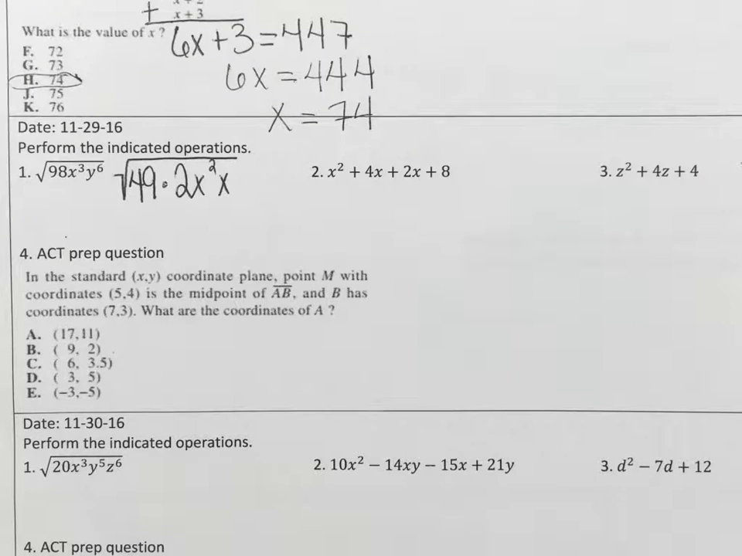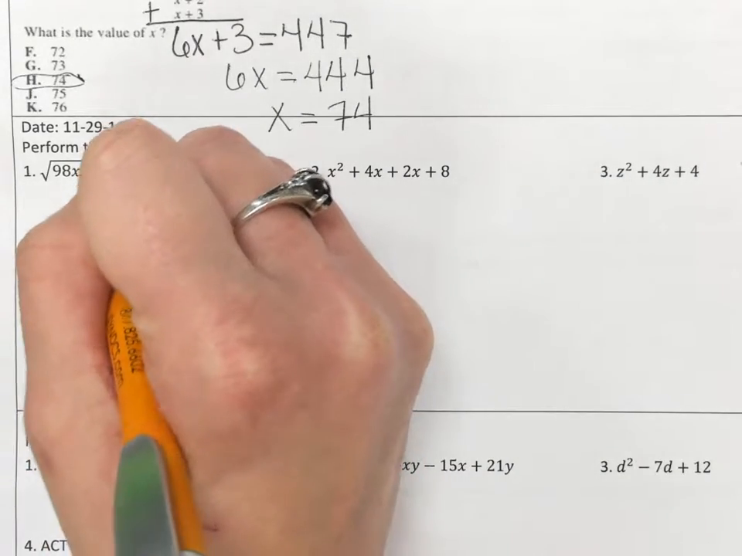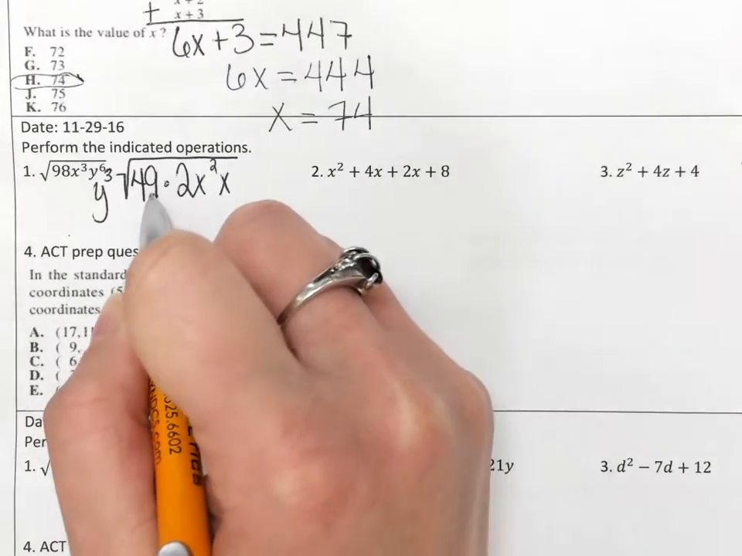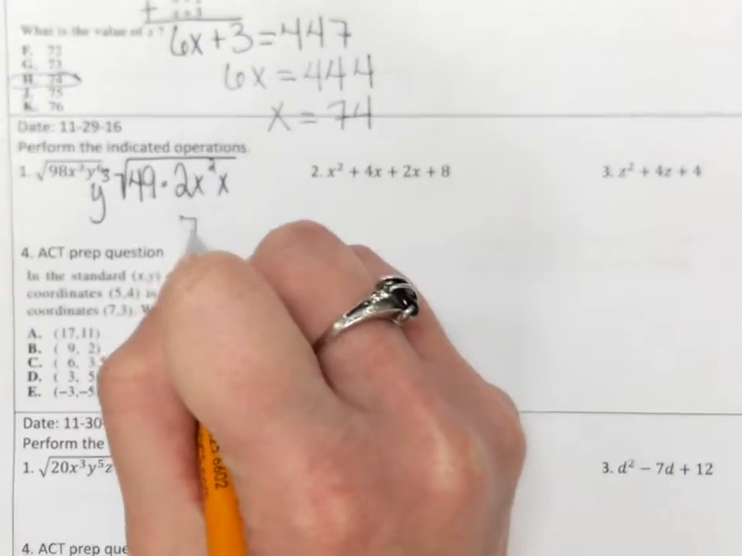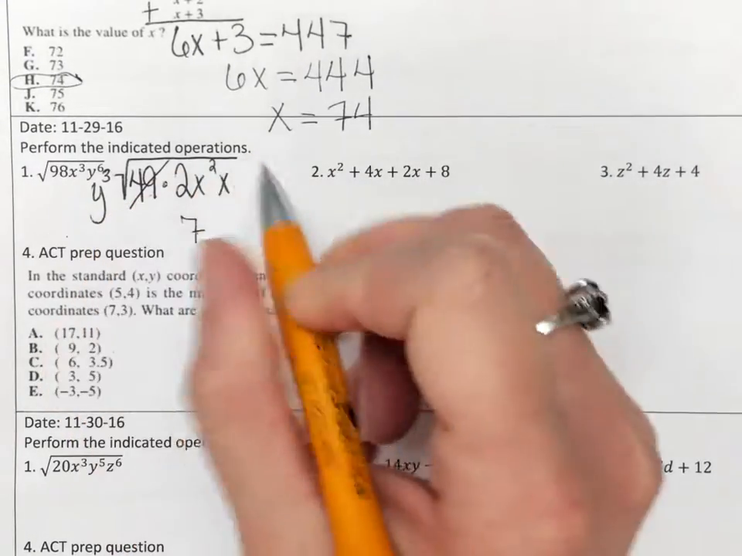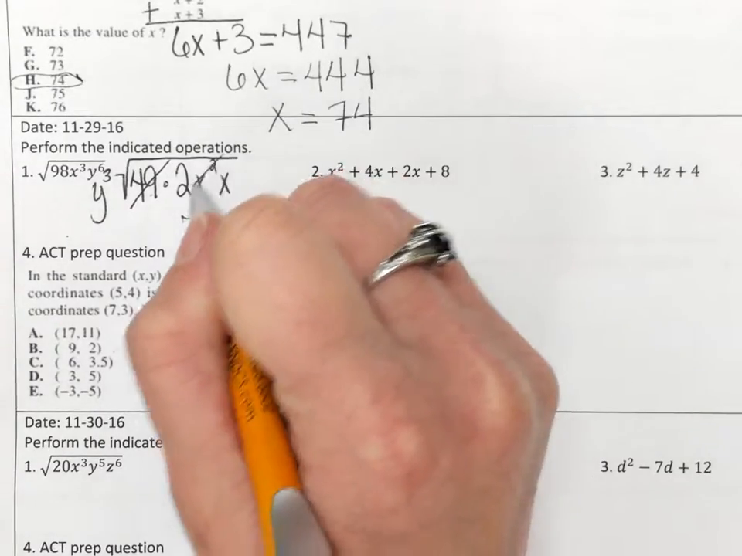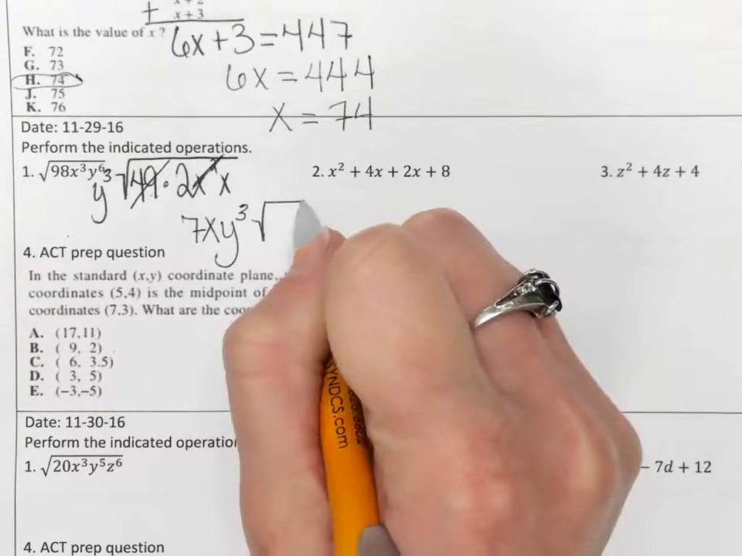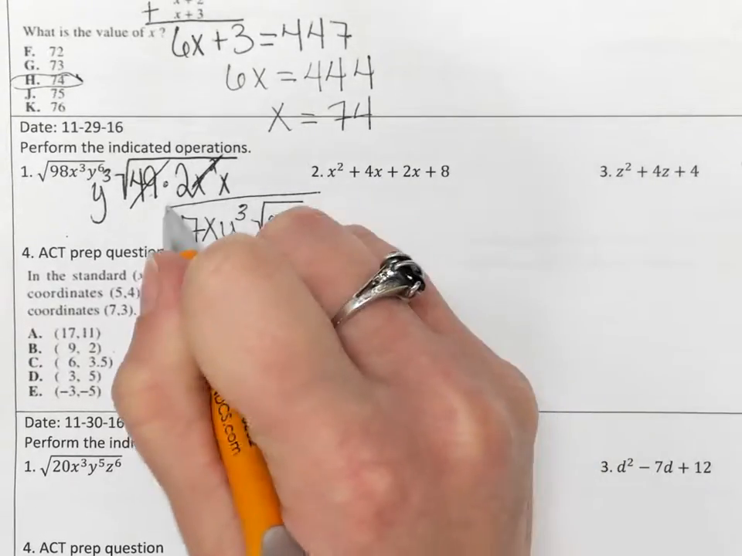Alright, what about the y to the 6? He's already even. What can I do with him? Y to the what? Third. There you go. Take half of it. 6 divided by 2 is 3. Alright, so now take the square root of 49. What's the square root of 49? 7. And then I can take, let's see, this one's even. Half of 2 is x to the 1. And that leaves me with 2x inside.